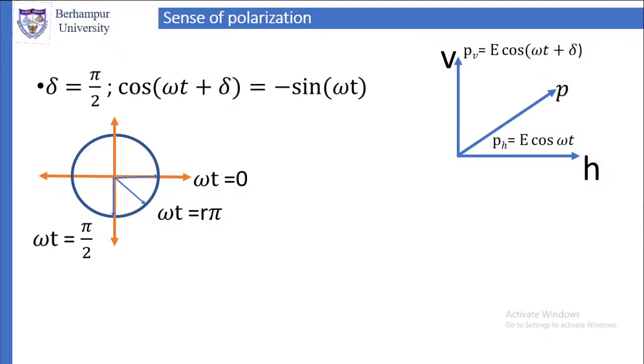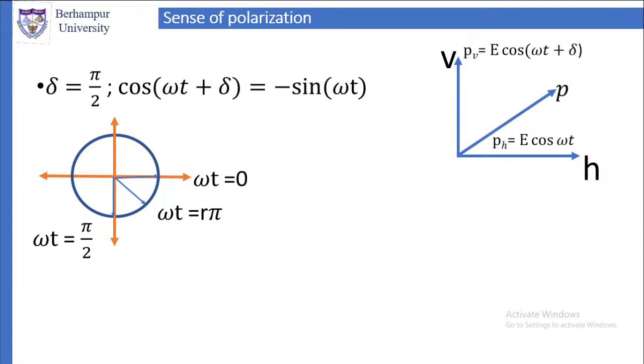If delta is equal to pi by 2, then cos of omega t plus delta, or cos of minus omega t plus delta, is equal to minus sin omega t. So the polarization vector has two components. One component is PH, which is equal to E cos omega t. The other component is PV, which is E cosine of omega t plus delta, right? So if we put that, that gives us PV is equal to minus E sine omega t.